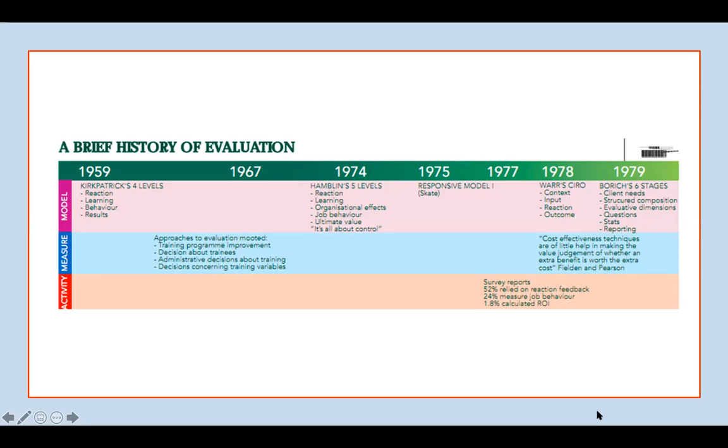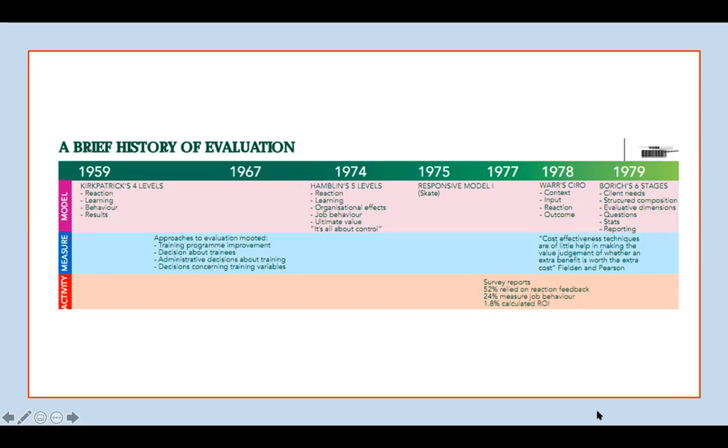So the context of the training, was it appropriate? The input. Did the right inputs go into it? Were we missing a key input? The reaction to the training. So again, you're looking at how people felt about the training, what they'd change about it, and the outcome. Okay, so that's the CIRO, and the outcome of the training. How successful was it? Did it bridge the gap that was identified? And that was in 1978.